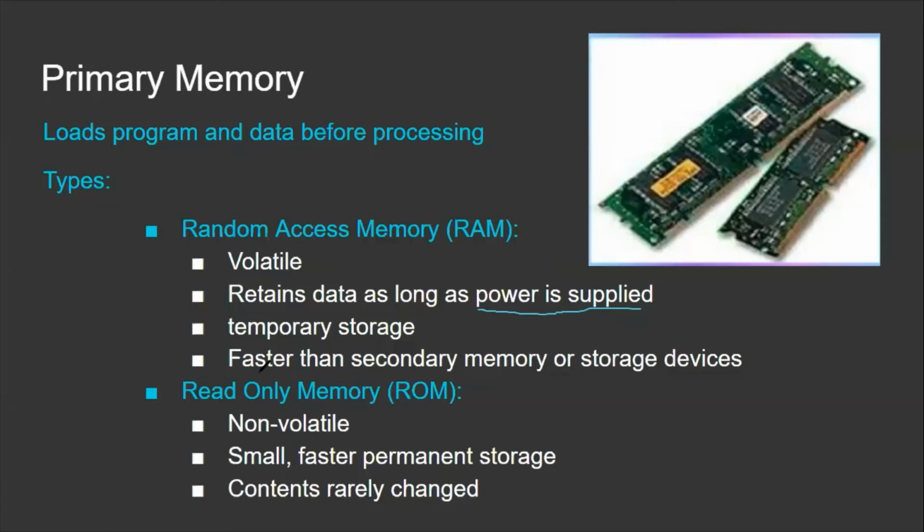You can access it quite fast, and therefore it's much faster than the secondary memory. Second, we have read-only memory, which is ROM. It's non-volatile, which means that even if the power is cut for the computer, it'll still store the data that's inside it. And it's a small, fast, permanent storage, and its contents are rarely changed.